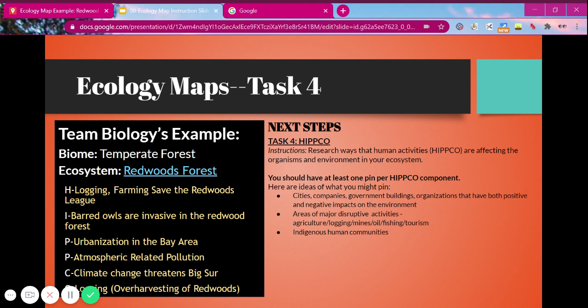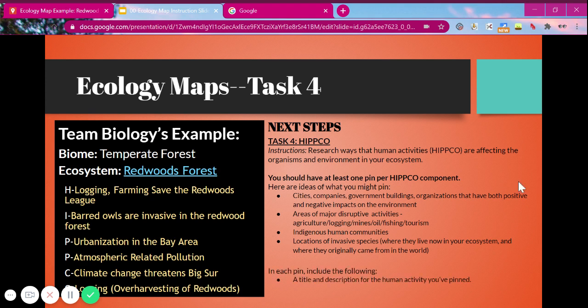Another one is indigenous human communities. Who are the indigenous people that live near or in that ecosystem? You might pin something related to that. And then locations of invasive species. Do make sure that for the invasive species, you note where they originally came from and where they currently are now. So where they live now in your ecosystem, but also pin where they originally came from in the world.